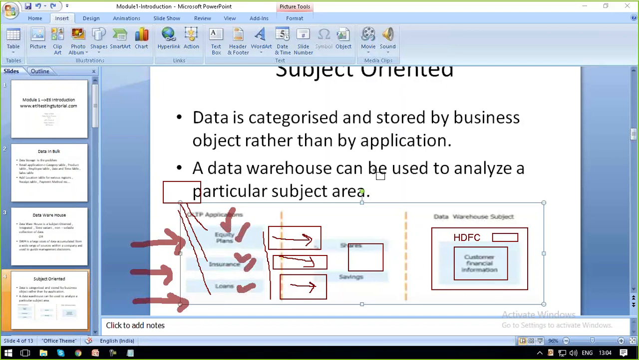So data in the data warehouse is analyzed in the subject area, not in the application area, like application 1, 2 and 3. Okay, so the subject is investment under HDFC Bank, how much interest is being provided, how much tax will be awarded to that. This is how subject oriented actually works.